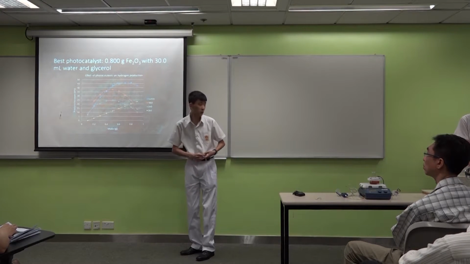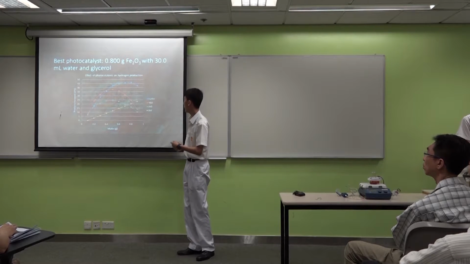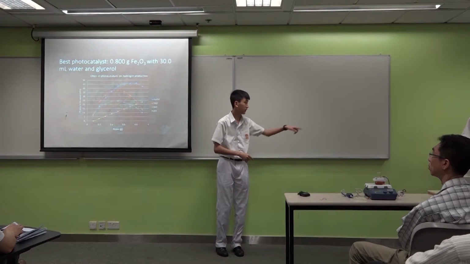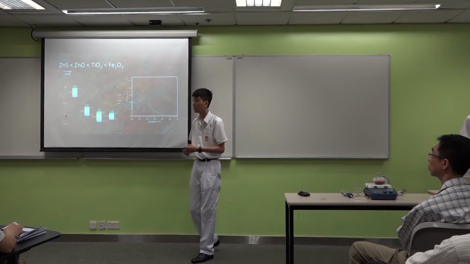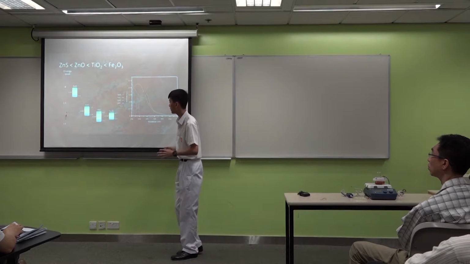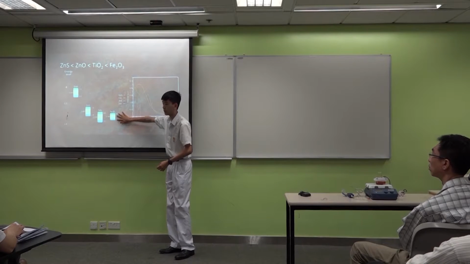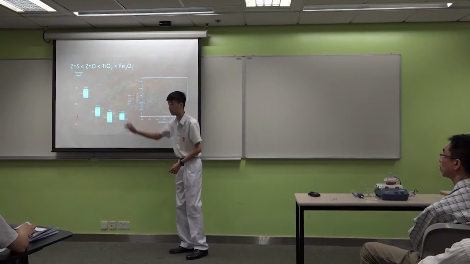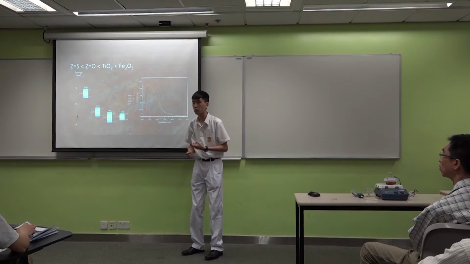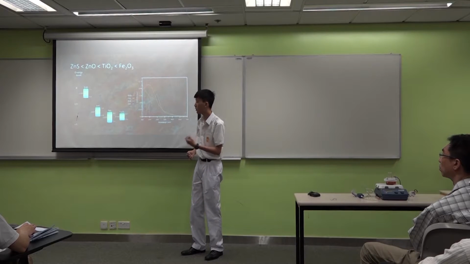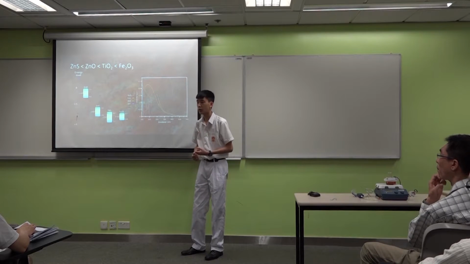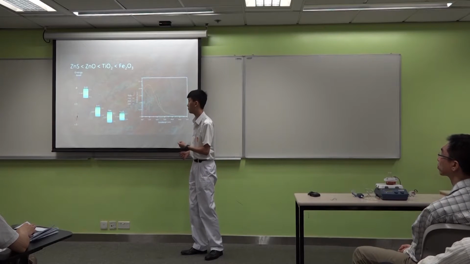The reason why iron(III) oxide is the best photocatalyst is that its band gap is narrower than that of the rest of the photocatalysts. So less energy will be required for photocatalysis, and iron(III) oxide can actually utilize visible light for photocatalysis and hydrogen production.